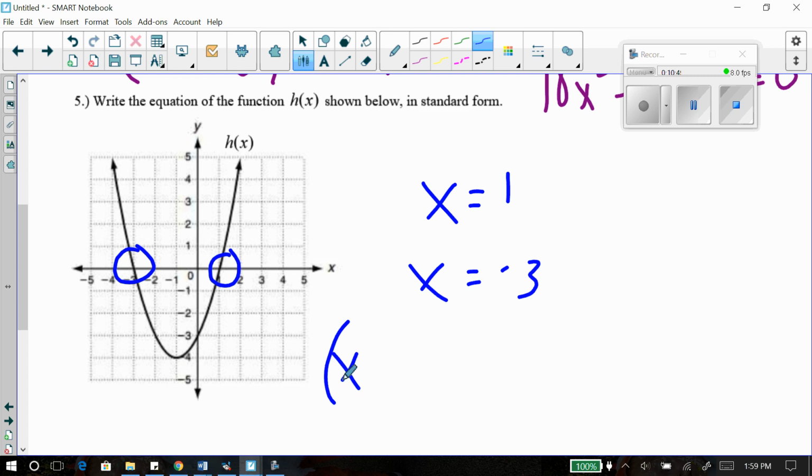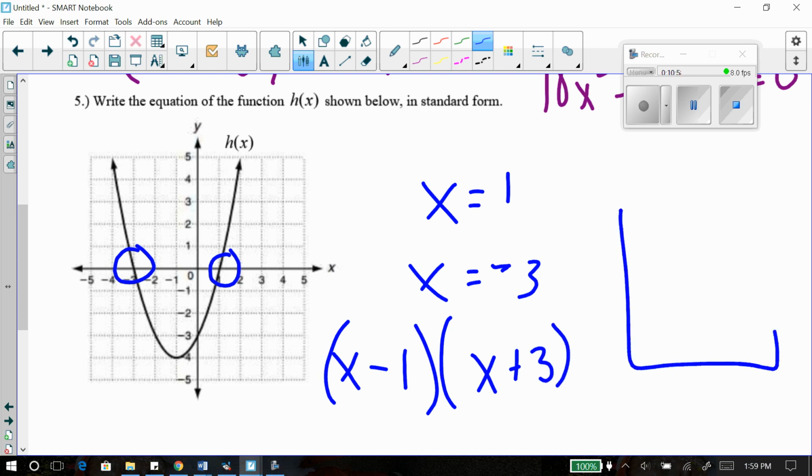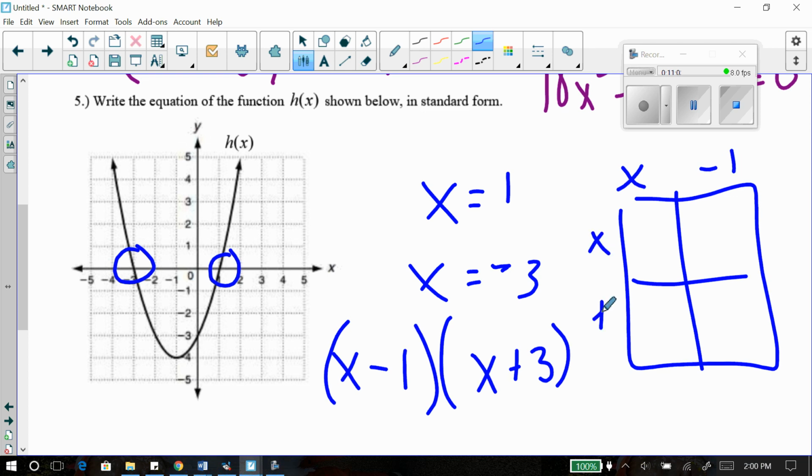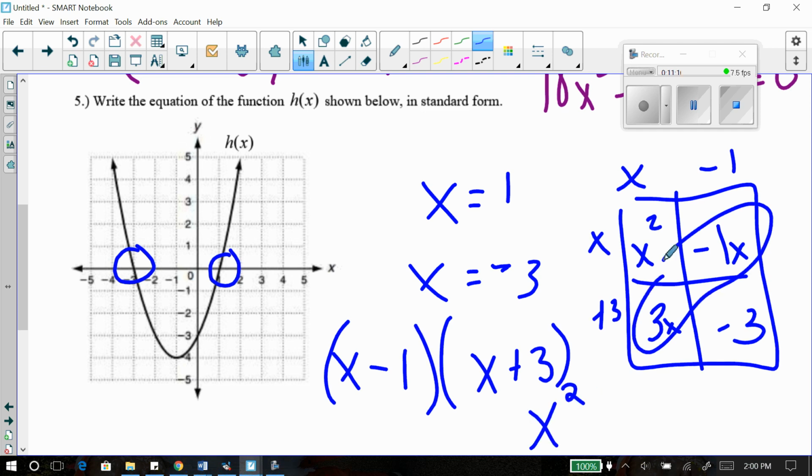All right, then you make your set of parentheses. If it's a positive 1, you make it negative 1. If it's a negative 3, you make it a positive 3. And then we go ahead and do our box. Okay, x times x is x squared. x times negative 1 is negative 1x. 3 times x is 3x. 3 times negative 1 is negative 3. So x squared plus 2x minus 3 equals 0.